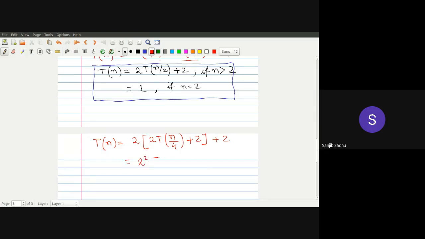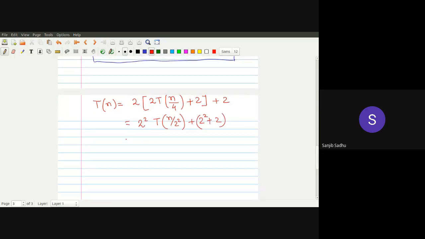So basically this is 2 squared T(n/2 squared) plus 2 squared plus 2. Then if you expand it again, it will be like this. I am writing this as 2 plus 2 squared. Okay?